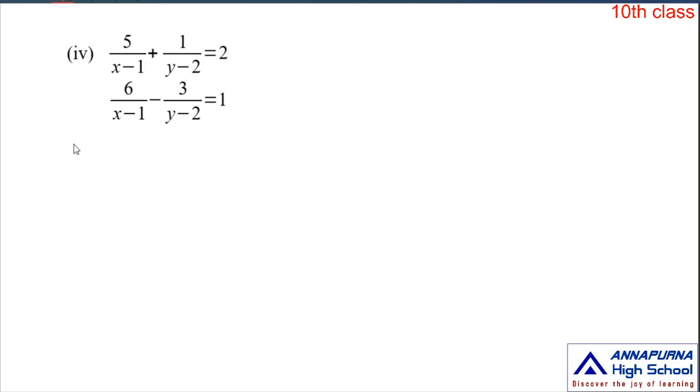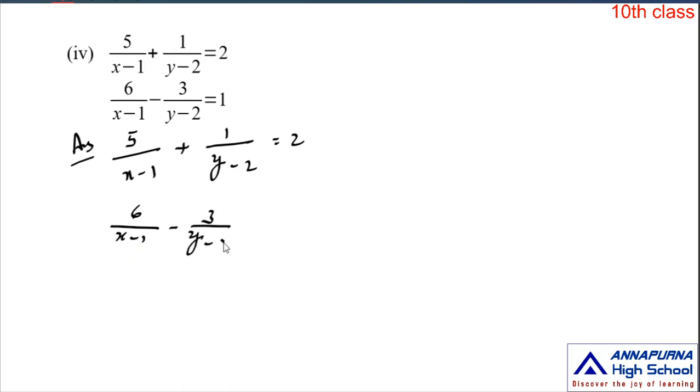First write down the given equations. The two given equations are 5 by x minus 1 plus y by y minus 2 is equal to 2, and the second equation is 6 by x minus 1 minus 3 by y minus 2 is equal to 1. First we reduce these two equations to linear equations by taking two other variables. So first we choose the two variables.